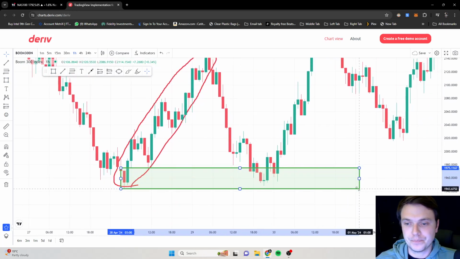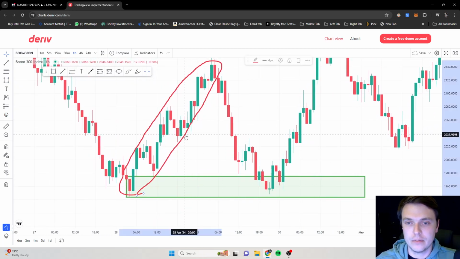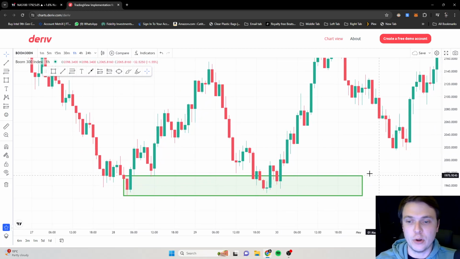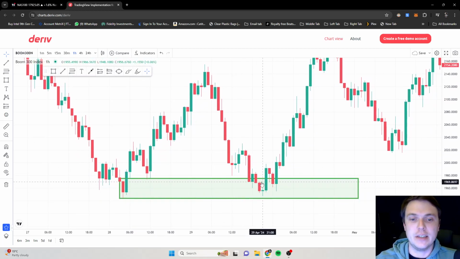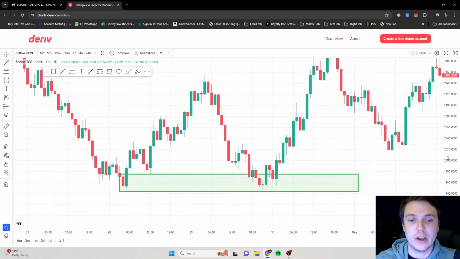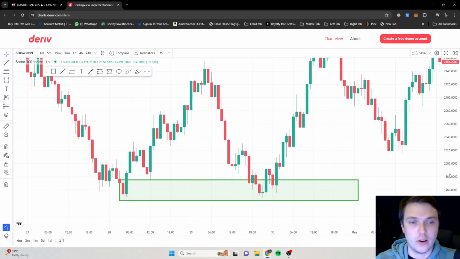Okay, there we go. So now we have spotted that order block, and as you guys can see, we have now gone into that order block over here for that buy to happen, where the institutions, or in this case on the synthetic traded market, have placed a lot of buy orders.